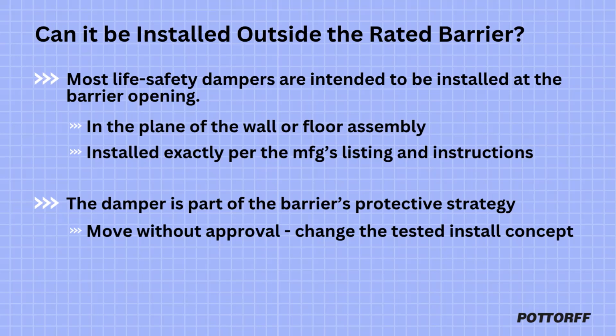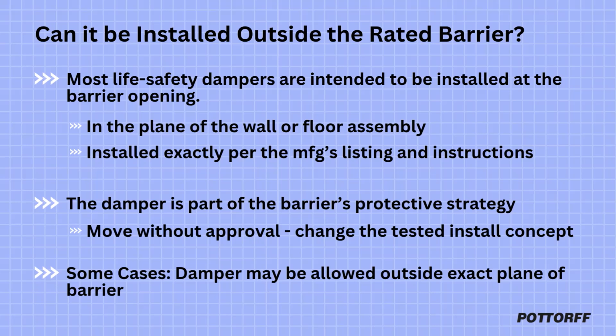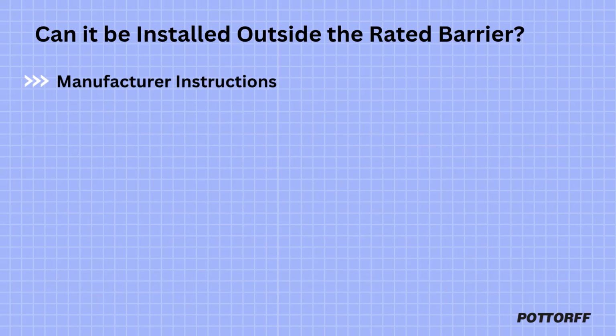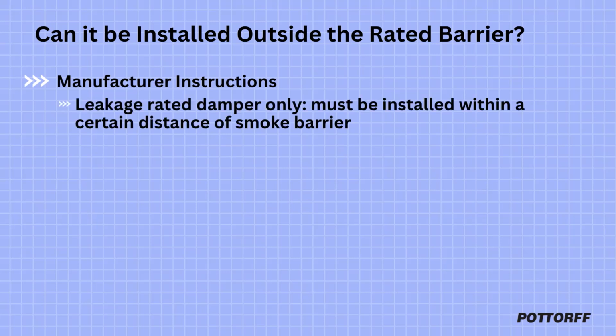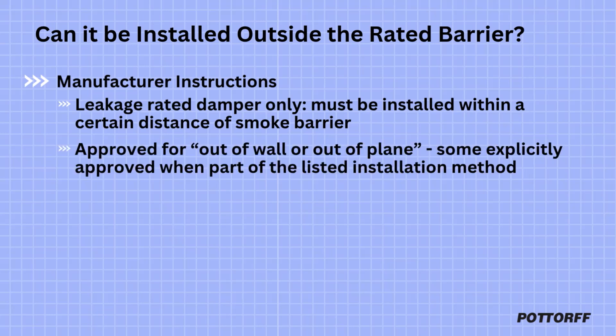Here's where people get tripped up. In some cases, a damper may be allowed outside of the exact plane of the barrier, but only if the damper's listing and manufacturer's installation instructions specifically permit it. Exactly. You'll see manufacturer instructions that say things like, if it's being used as a leakage-rated damper only, it must be installed within a certain distance of the smoke barrier. Examples out there show limits like within 24 inches in some published instructions. And some products or arrangements are explicitly approved for out-of-the-wall or out-of-plane scenarios. Again, it's only when it's part of the listed installation method.